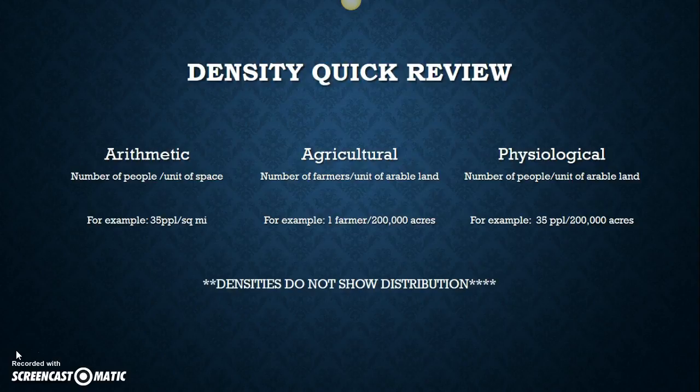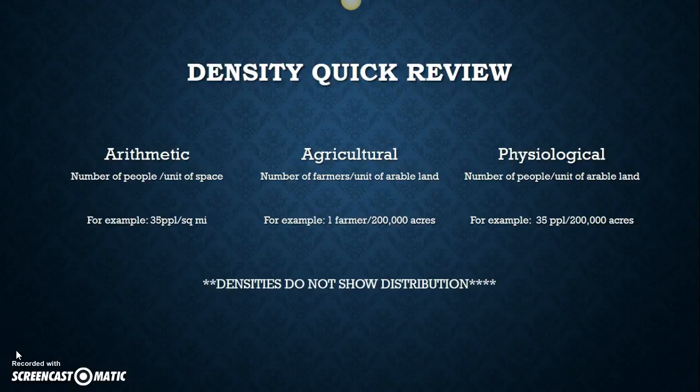Then we've got agricultural density, which is the number of farmers per unit of arable land. And arable is really just a fancy word that means land that's able to be farmed. So for example, we might see one farmer for every 200,000 acres or something like that, right?